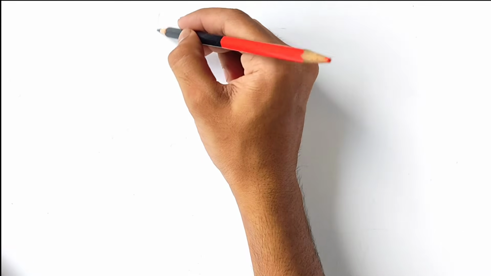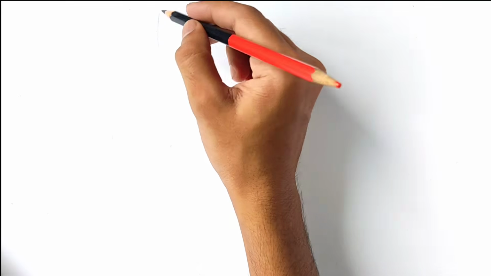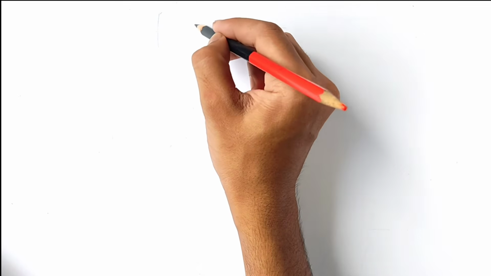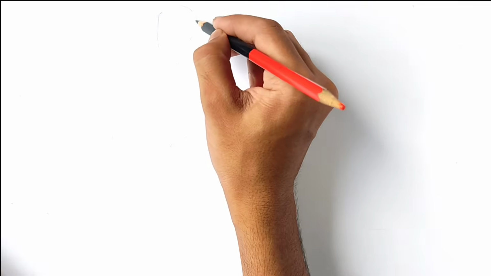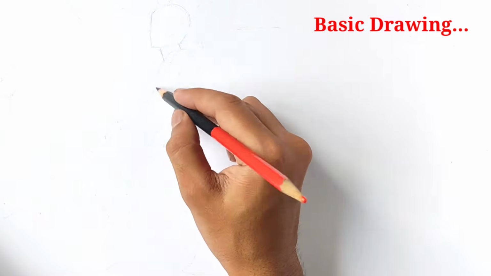Today we will learn how to draw figurative composition with pastel color. So let's start the main drawing. So here we will learn a scenery with human figure and animal figure. So at first we will draw the basic drawings of this boy.